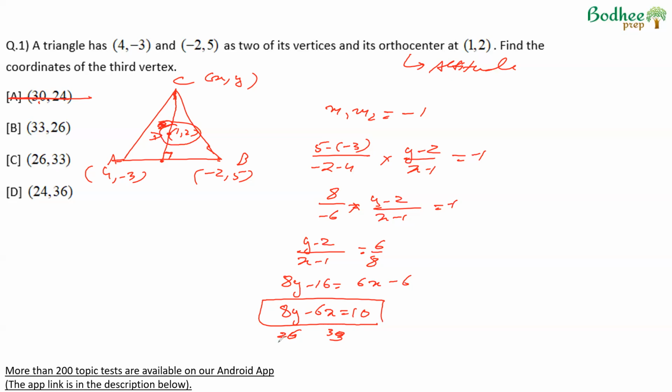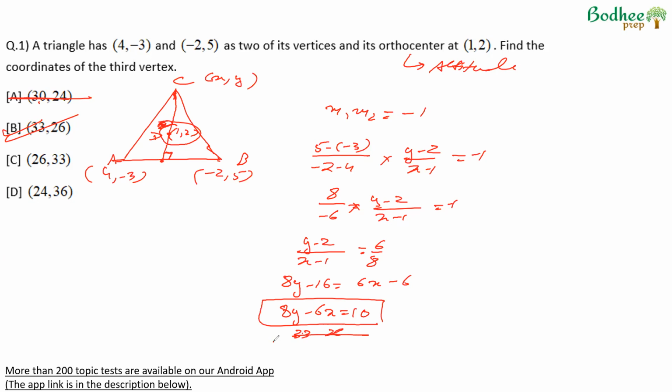So let us check for this. 26 into 8. 8 20s are 160, 48, 208. And this is minus 198, which is 10. Hence option B is satisfied and becomes my answer. If I put y is 33, x is 26, obviously the difference will be much larger. 8 3s are 24, 6 6s are 36. As it is, the difference will not end in 0.